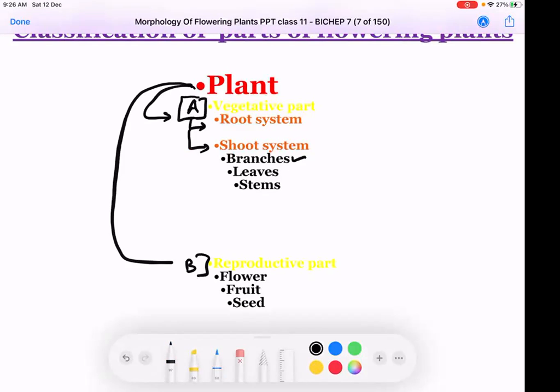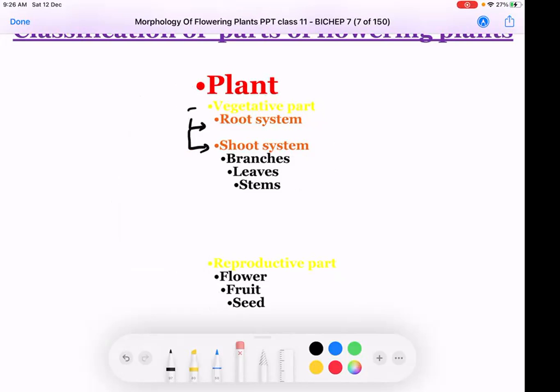The shoot system consists of branches, leaf, stem, and the reproductive parts have flower, fruit, and seeds. So that is the chief or main constituent of the part called vegetative, and the flowering or reproductive part, which is flower, fruits, and seeds. So it is the classification of the parts of the plant which is given. Please take the screenshot of this slide as well.